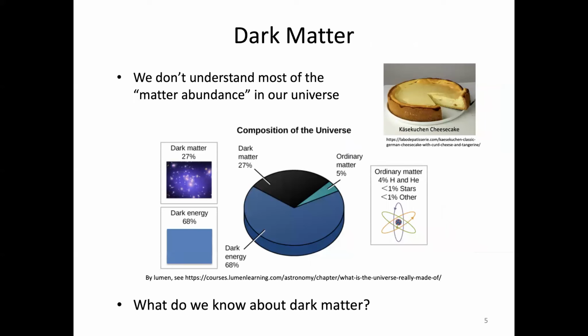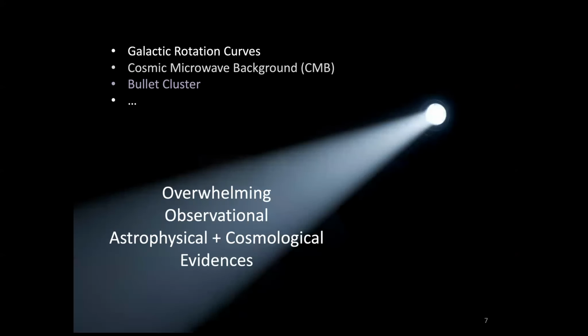You've seen this plot 100 times. So the quick question is, what do we actually know about dark matter that is more important than what we already know now? Basically, except for some anomalies or problems, we know next to nothing about dark matter. So this is an empty slide: we know next to nothing. But there is overwhelming observational, astrophysical, and cosmological evidence, which includes the galactic rotation curve, the CMB, and the Bullet Cluster.